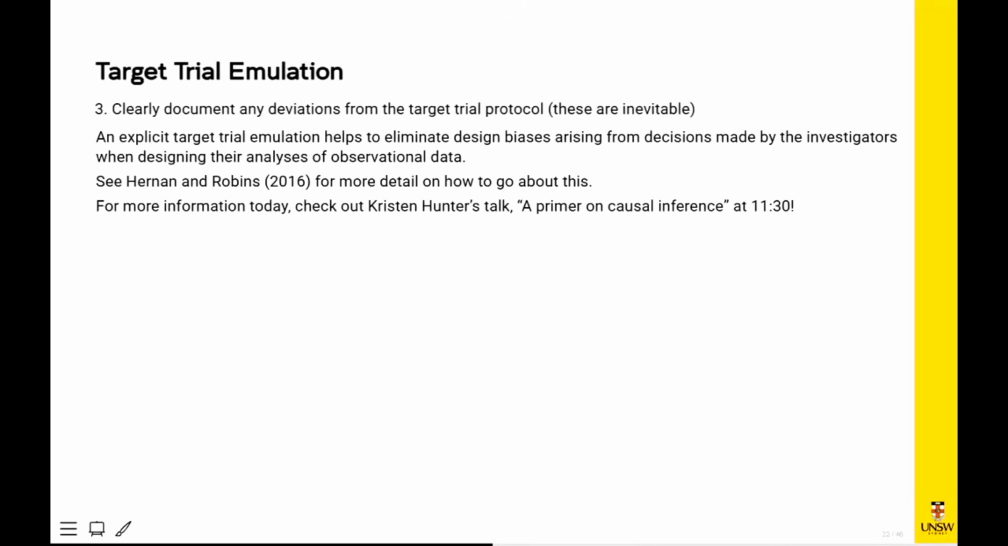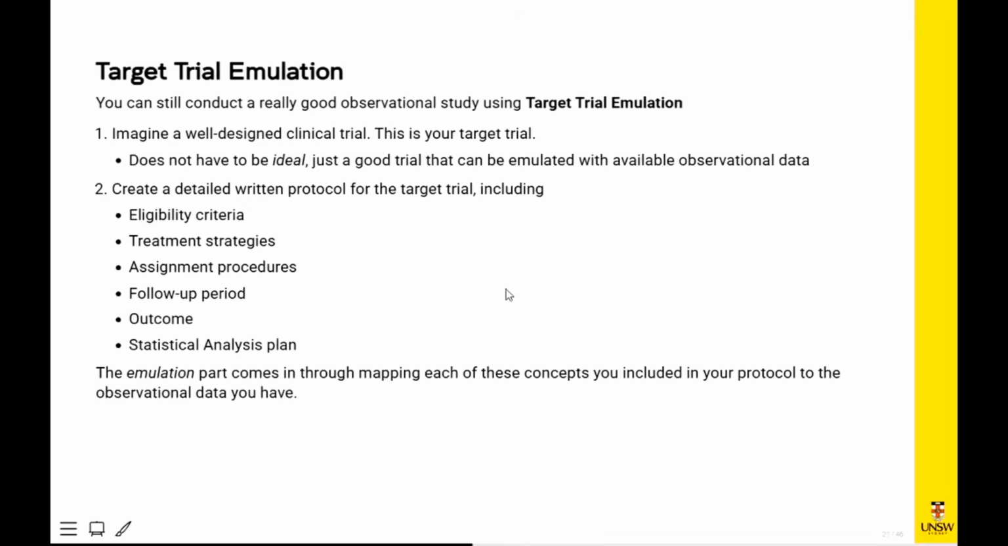Yes? The third part of the target trial emulation. Yeah, I must have missed the link of the third to the second part. Oh, it's just saying that in any research study, and it particularly happens in clinical trials, things happen that don't go according to plan. You have to make some adjustments sometimes, and the same thing will happen here.